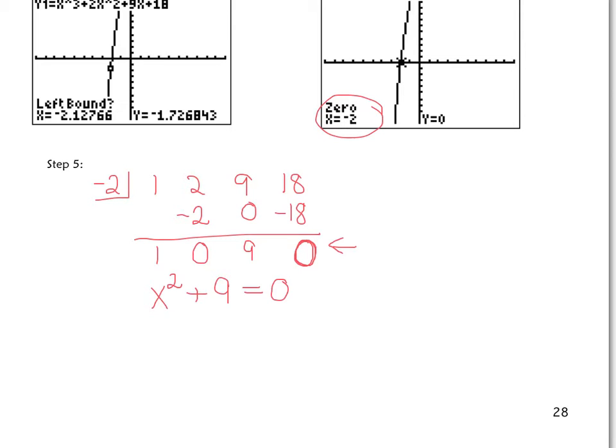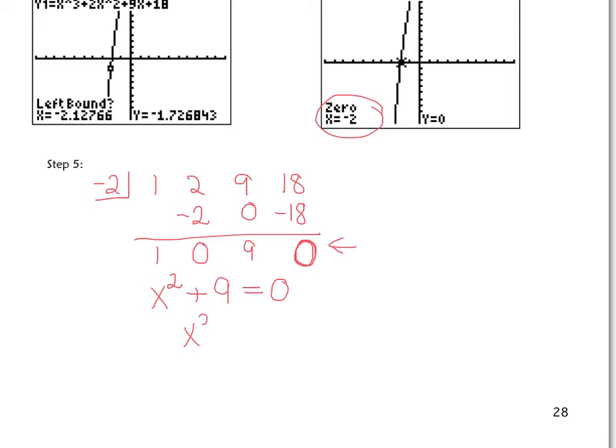So we started with an x cubed. It only took one synthetic substitution or division to get us to an x squared. If we started with an x to the fourth, when we do synthetic one time, it brings us down to an x cubed. You would have to do it one more time to get to an x squared. So this x squared plus 9 cannot be factored, but I can solve it.